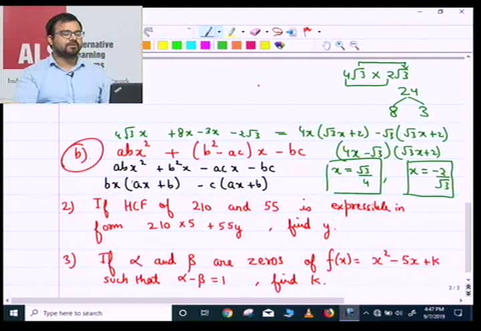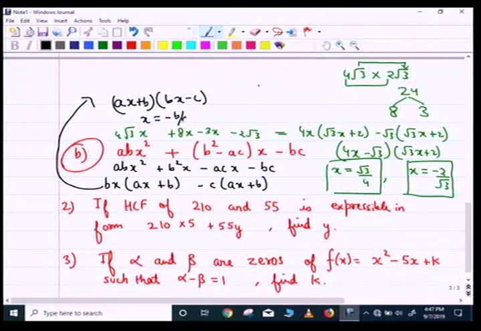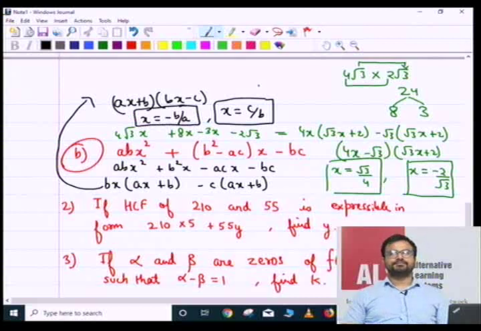So factored form will be ax plus b again taken as common. So ax plus b into bx minus c. This is the factored form. So now you can find the zeros. x will be minus b by a and x will be c by b. These two are the factors.